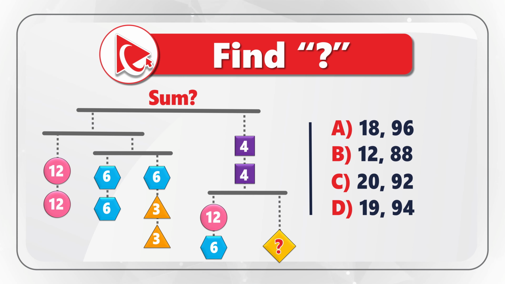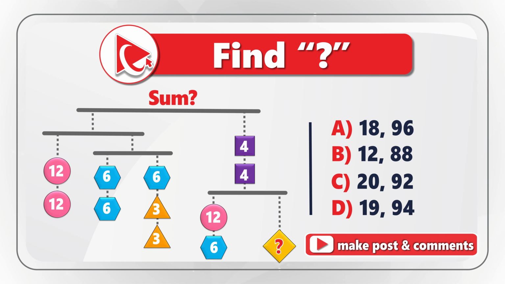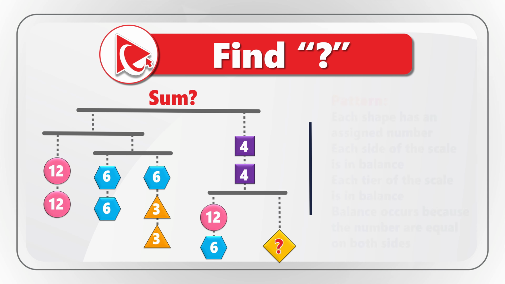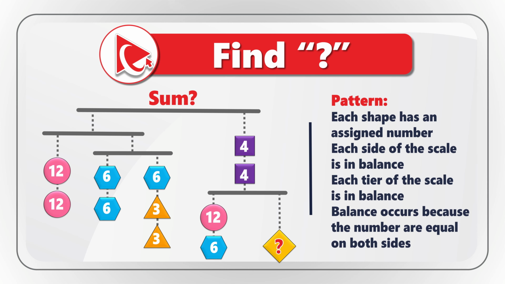And obviously, if you have a better way to solve it, please make sure to post in comments. To solve this challenge, let's look at the picture closely to better understand what we're dealing with. We're presented with the multi-tier scale, and this scale has 4 tiers: Tier 1, Tier 2, Tier 3, and Tier 4. The scale remains in balance because values on the left side and on the right side are equal, and the values are represented by the total of numbers inside of each shape. For example, circle has number 12, hexagon has number 6, triangle has number 3, and square has number 4.